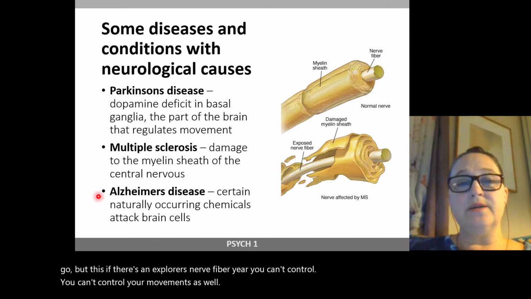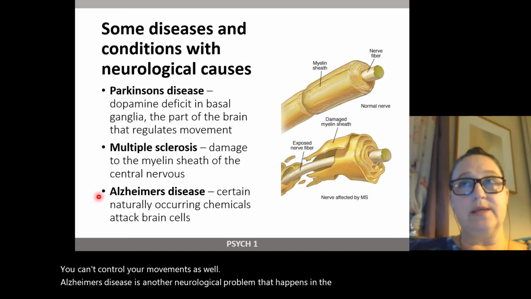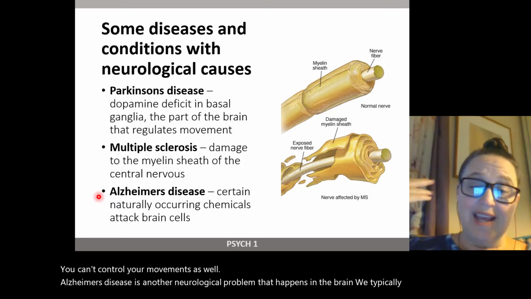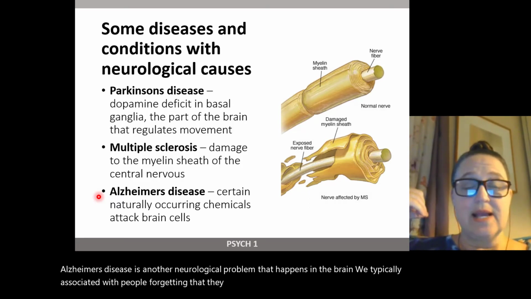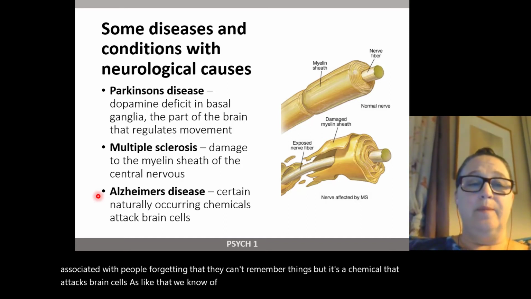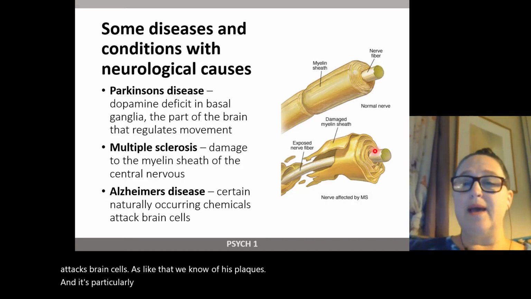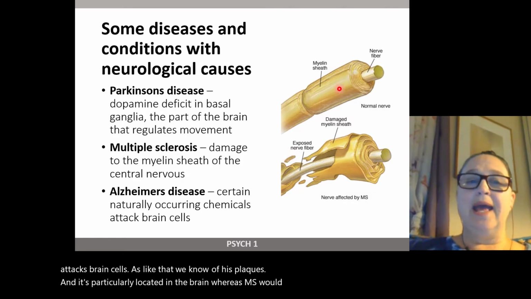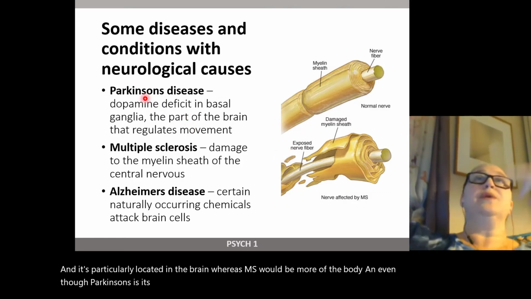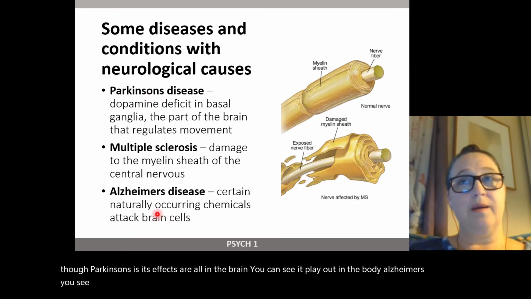Alzheimer's disease is another neurological problem that happens in the brain. We typically associate it with people forgetting, that they can't remember things. But it's a chemical that attacks brain cells, like what we know of as plaques. It's particularly located in the brain, whereas MS would be more of the body. And even though Parkinson's effects are all in the brain, you can see it play out in the body. Alzheimer's, you see it play out in the memory primarily.